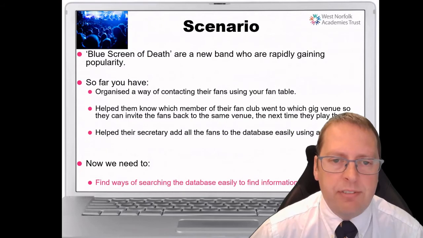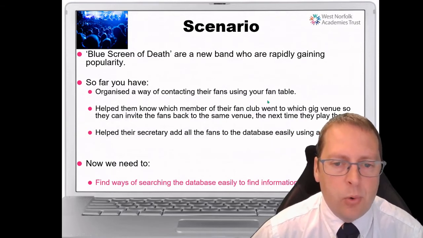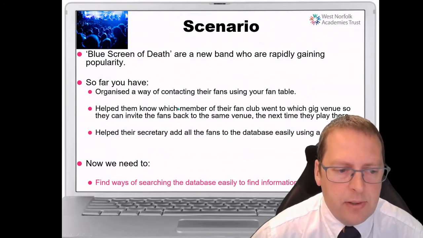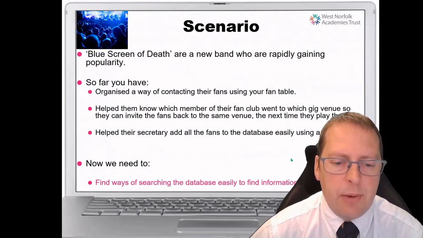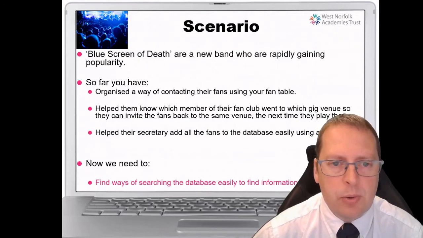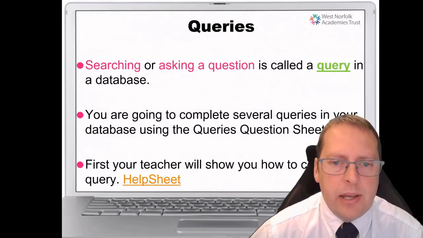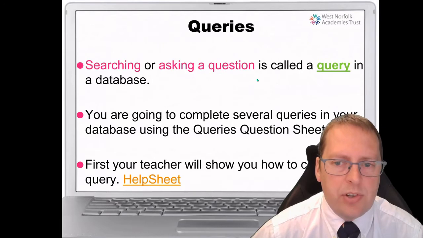So thinking back, we've set up our database for Blue Screen of Death, which are a new band, and we've got information in our database for who all the fans are and the venues and all the gigs that they've played at. So that's the database we've built up so far. Now we're going to find an easier way to search our database and find the information from the database that we want. And they're called queries. So a query is another way to ask a question in a database or search information in a database. So you need to understand that searching or asking a question is called a query.